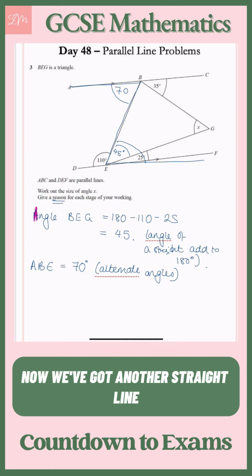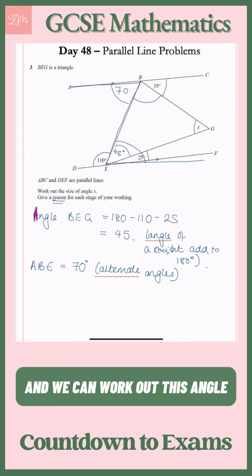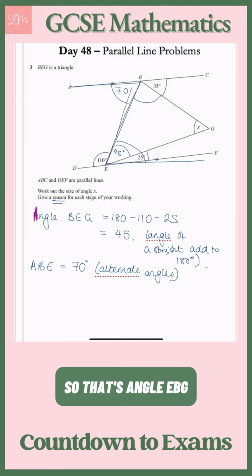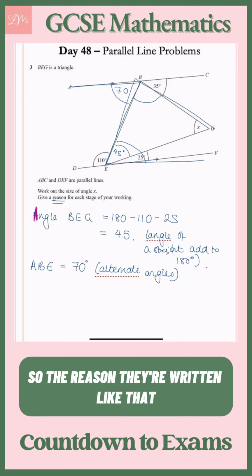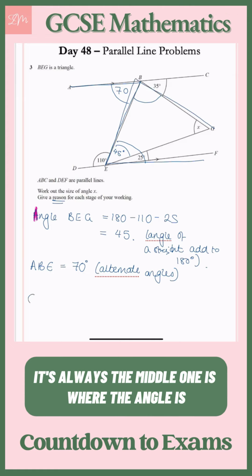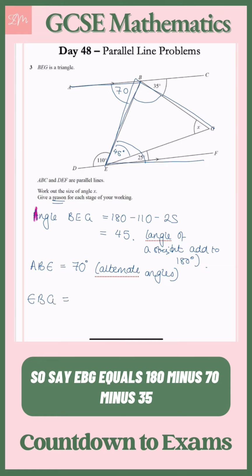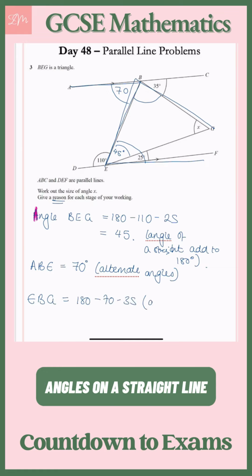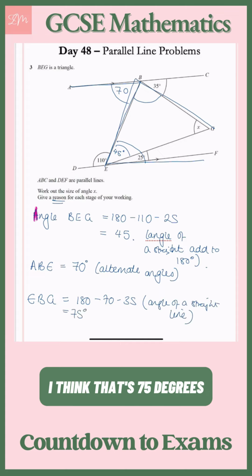Now we've got another straight line and we can work out this angle. So that's EBG. So the reason they're written like that, it's always the middle one is where the angle is. So say EBG equals 180 minus 70 minus 35. Angles on a straight line. I think that's 75 degrees.